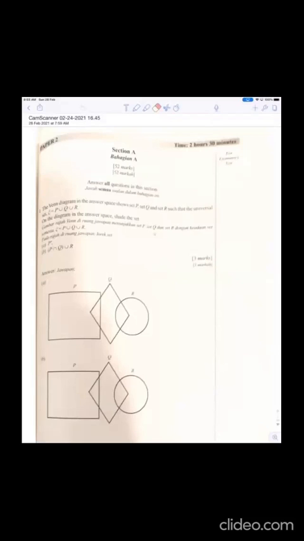Hi guys, today we are looking at 2017 SPM paper 2. Okay, let's see section A.